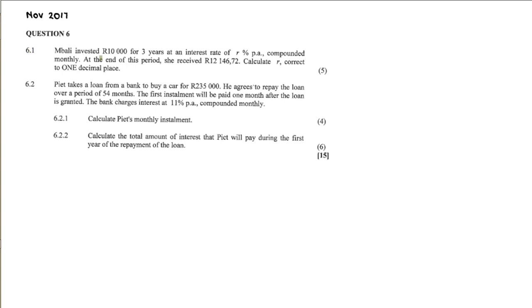States that Mbali invested 10,000 Rand for 3 years at an interest rate of R, okay, per annum, which was compounded monthly. At the end of this period, she receives 12,146 and 72 cents. What we need to do is calculate the interest rate that was being charged in this investment. Right. So we have the amount that she receives right at the end.